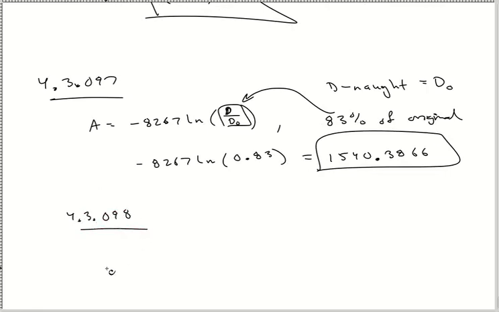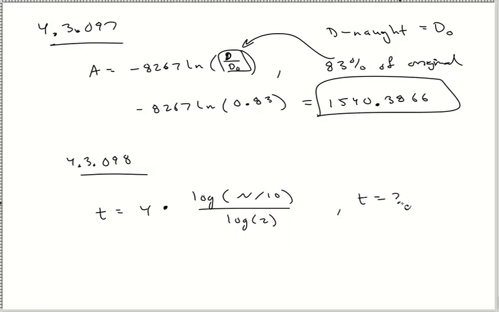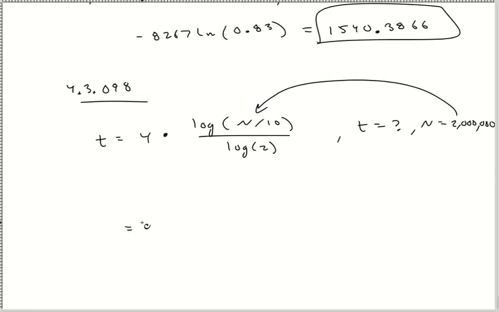The last one. Again, I'm pretty sure this is a word problem, but I'm just trying to get down to the core of it. So 4 times a fraction, log of n over 10 divided by log of 2. And they say find t given that n is equal to 2 million. Well, there's my t. Basically, all I'm doing is plugging in the 2 million right there. I'm not kidding you. That's all it is.